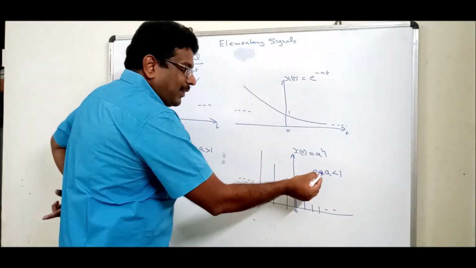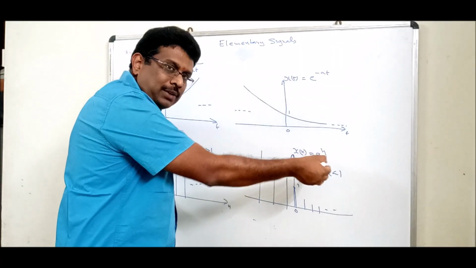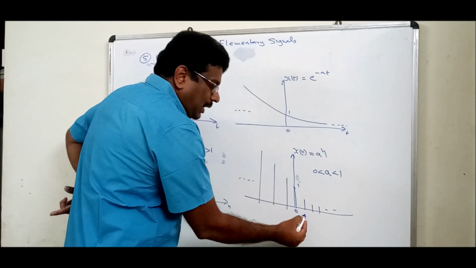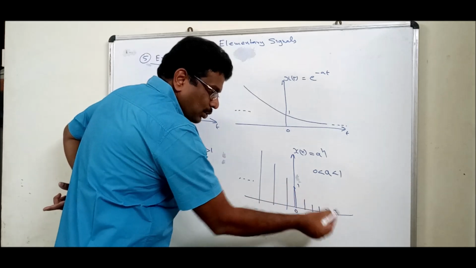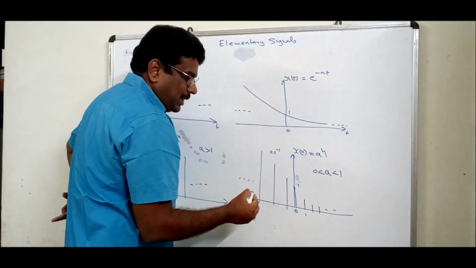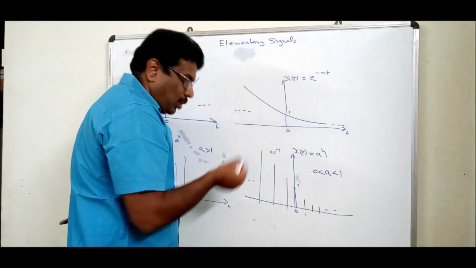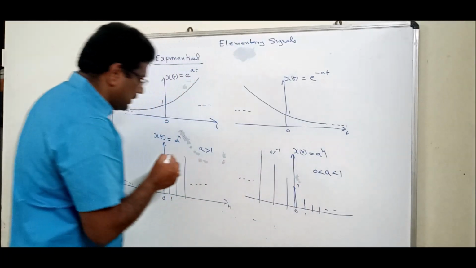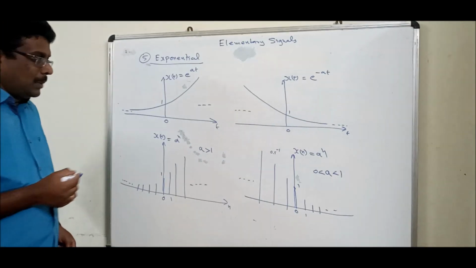Can I assume a value which is lesser than 1? 0.5. So if we take 0.5 power 0, it is 1. 0.5 power 1 is 0.5. It's going down. 0.5 power minus 1: please recall, it is 1 by 2 power minus 1, which is nothing but 2. So this is called decaying, and this is called growing. Make a note of that.